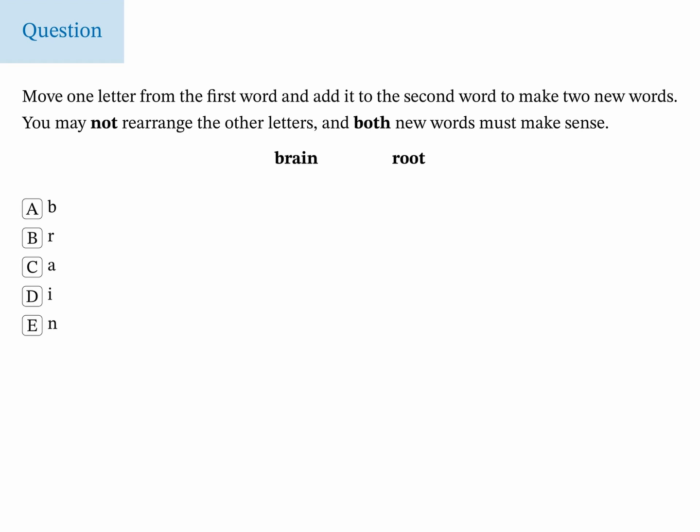So some people think the answer is A, the letter B, and some people think the answer is B, letter R. So let's take the exact same approach we had last time. Let's go through each letter in the first word, remove it, and see if we can create a new word that makes sense. So if we take the word brain, if we remove the B, we create the word rain. Now that is a word that makes sense. So B might well be one of the letters we will be moving.